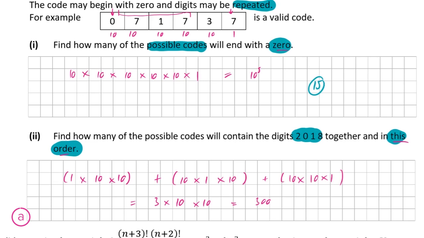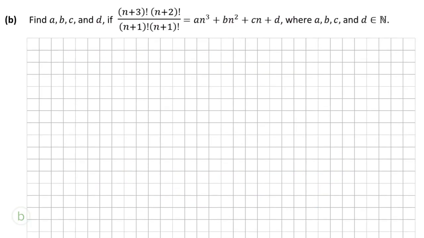So if we're doing this part of the question, which you would also consider quite nice, you're going to get 5 marks. So now for part B, we've got something a bit different. We've got a given fraction here. We've got to find a, b, c, and d, if we're given this fraction and an cubed plus bn squared plus cn plus d is equal to that. So we're told that they're all natural numbers.